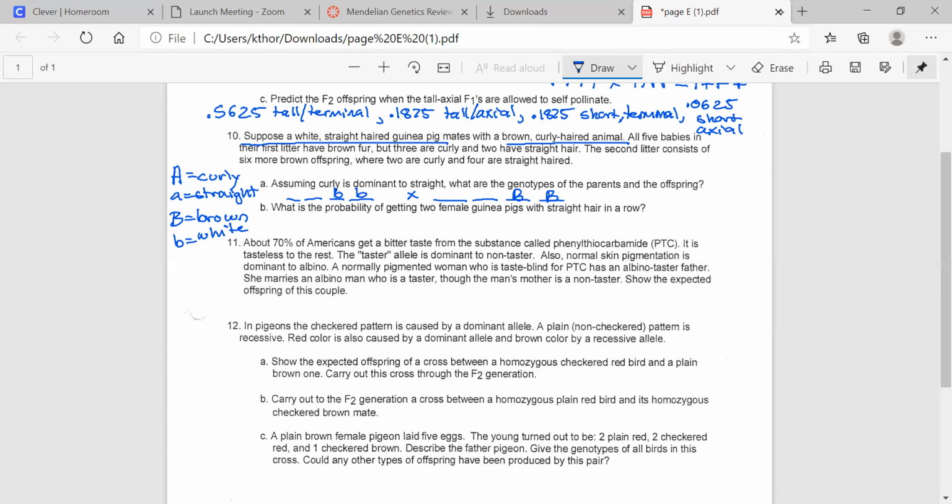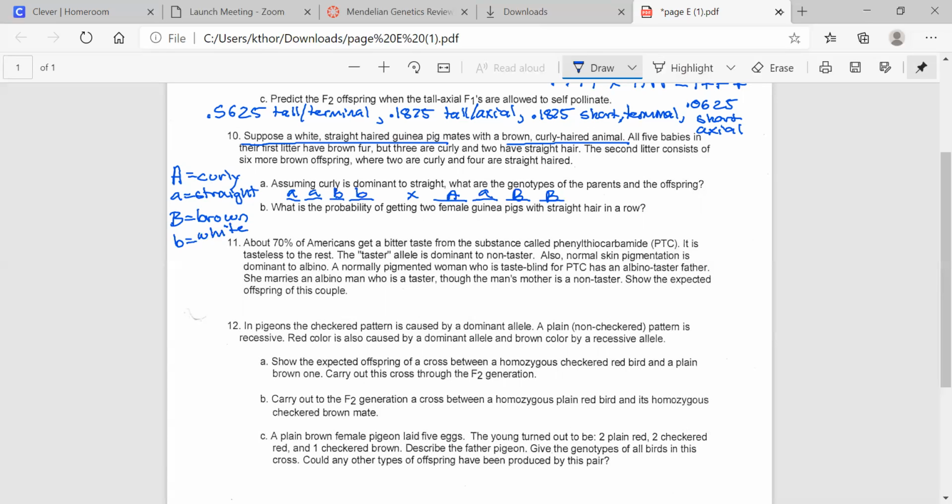Straight-haired, curly-haired. So curly, that should be easy. Curly, or we have straight hair, this guinea pig. So this is going to be recessive. And I would say this brown one is going to be heterozygous because they had babies that had both brown hair and curly hair. So I'm pretty sure that is what the genotype is going to be.